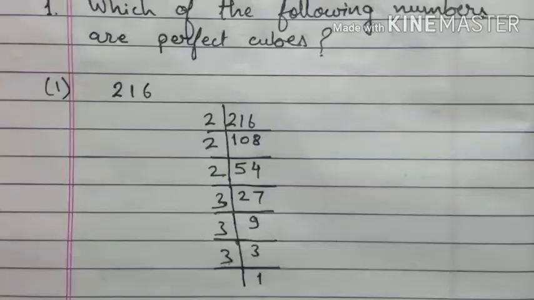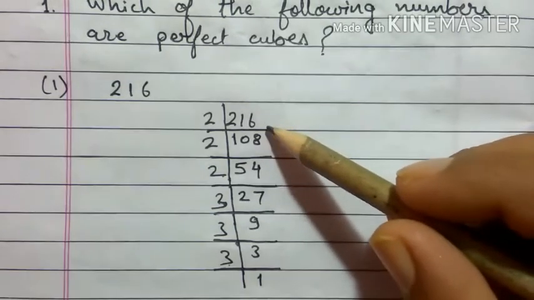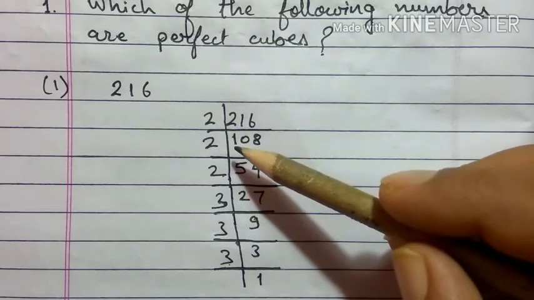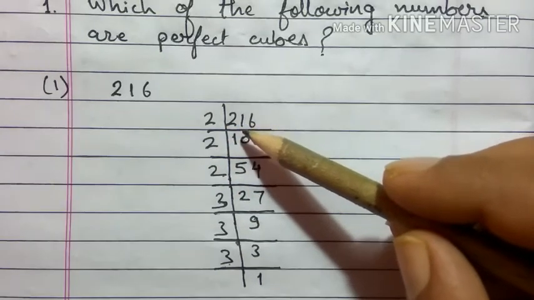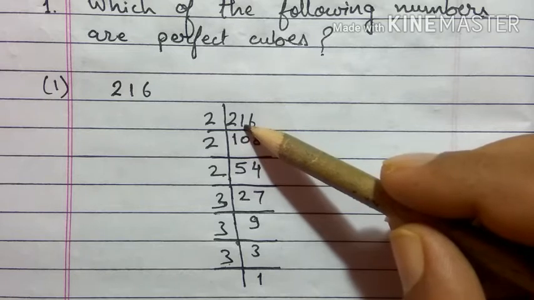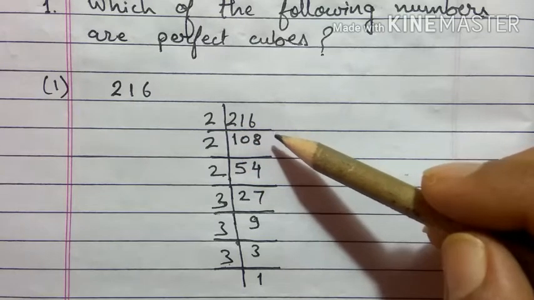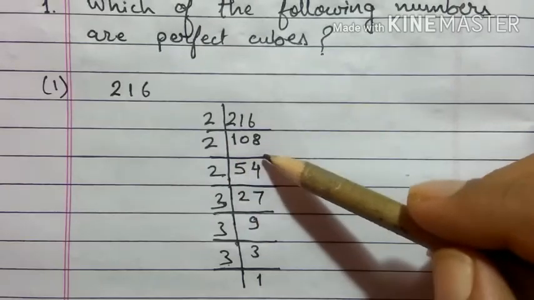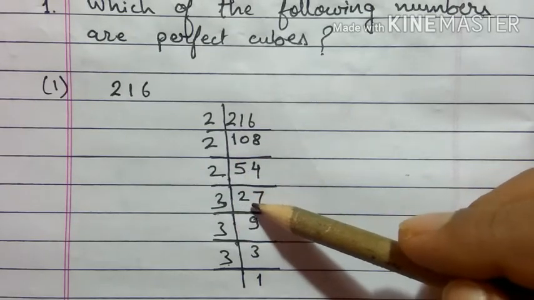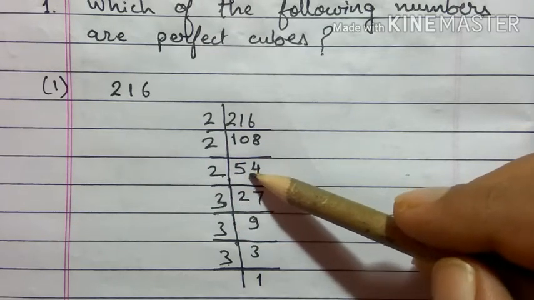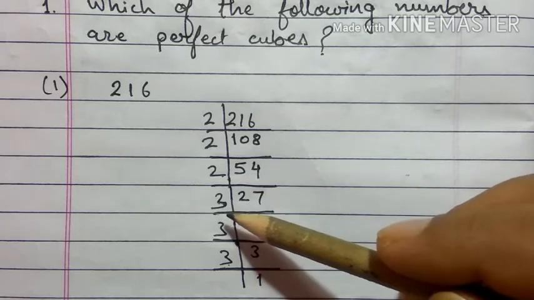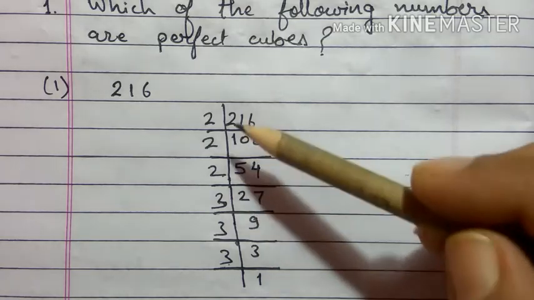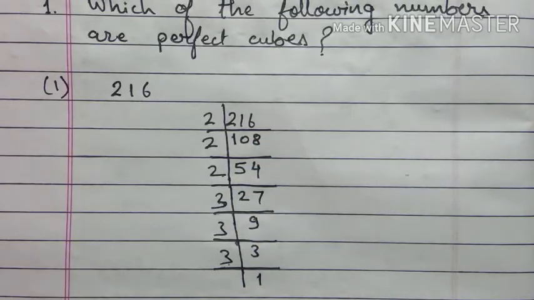216. Since 216 is an even number, it is divisible by 2. So 2 ones are 2, then 1, 2 zeros are 0, 1 is left, it becomes 16. 2 eights are 16. Okay, then 2 fives are 10, 2 fours are 8, then 2 twos are 4, and it becomes 14. 2 sevens are 14, then 3 nines are 27, then 3 threes are 9, and 3 ones are 3. So this is the prime factorization of 216.